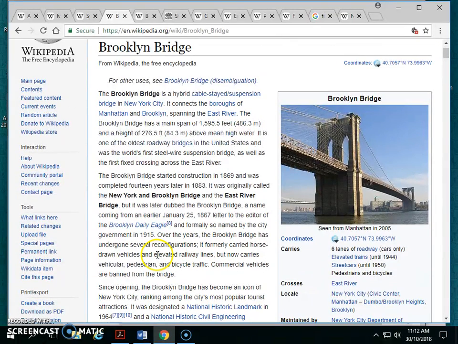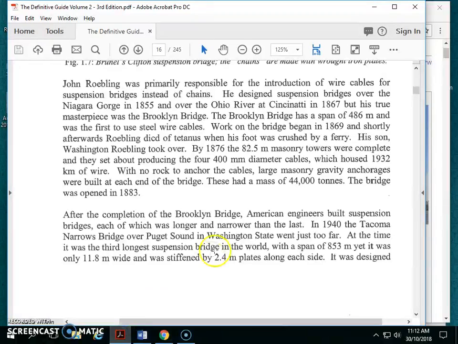Now, I think I said originally in my other video that it doesn't take cars, but it does say here that it now carries vehicular, pedestrian, and bicycle traffic. It doesn't take commercial vehicles, so no trucks. Okay, so I think I got that part mixed up. But anyway, moving on.